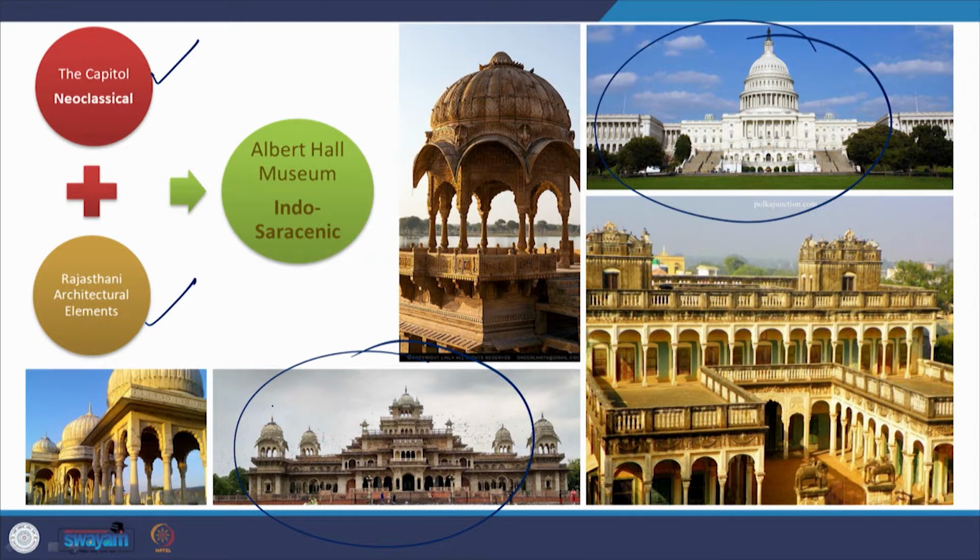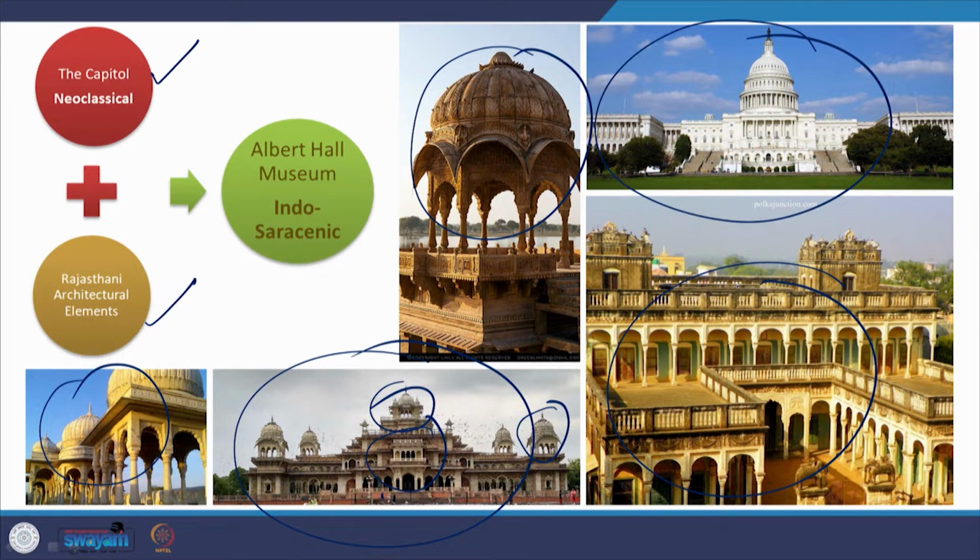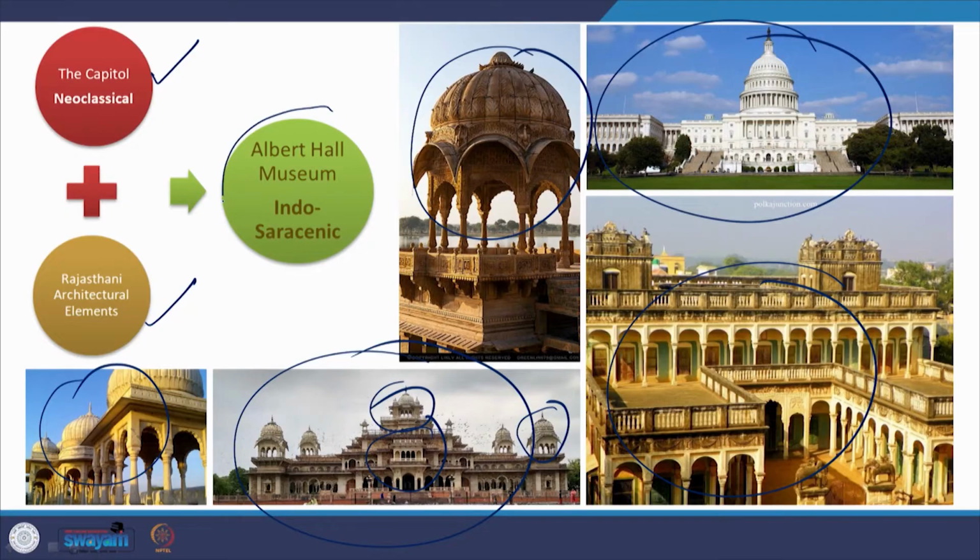So we find these chhatris here, we find this chhatri here, and these arches that you see, we find them here. These elements of traditional Indian architecture, borrowed in this case from Rajasthani architectural elements, are merged with Western planning as in the Capitol building, and therefore we get the Albert Hall Museum in the Indo-Saracenic style.